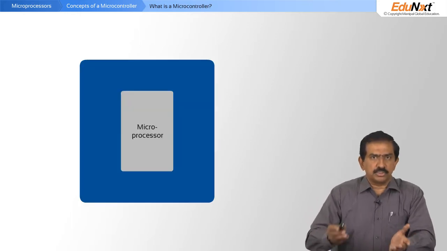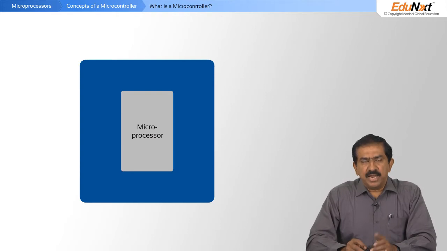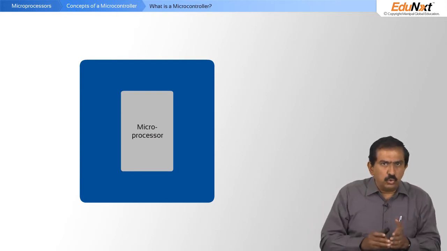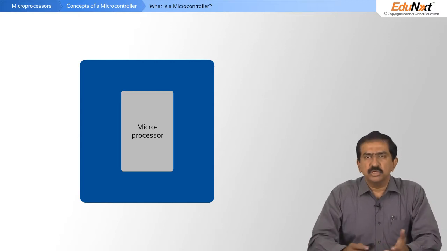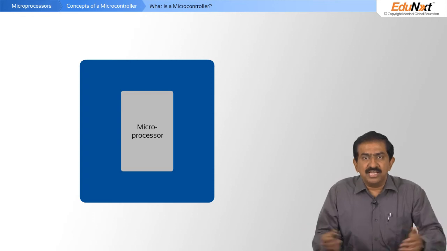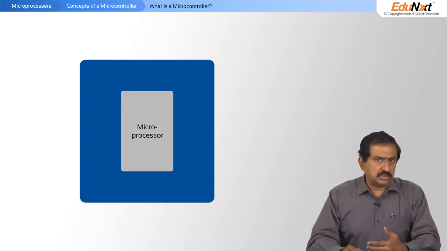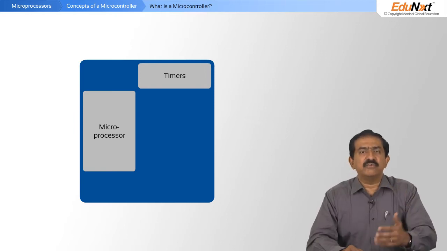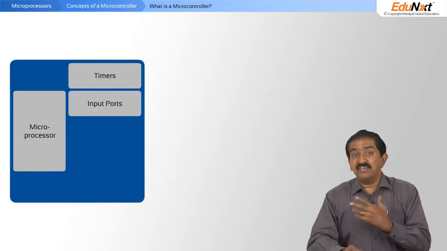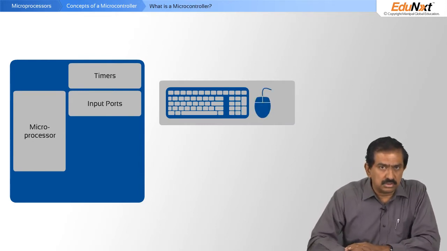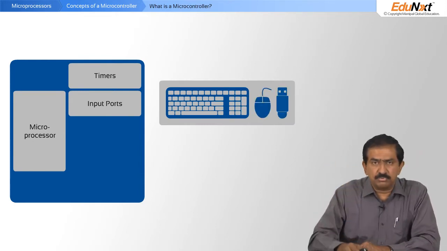We know what a microprocessor is, right? And a microprocessor, as we indicated, on its own is not of much use to a human being. It just consumes power. It really does not do anything else. So to use a microprocessor, you need timers. You want to calculate timing, so you need external timers. You need input ports. You want to connect a keyboard, a mouse, or a USB clicker to a processor.